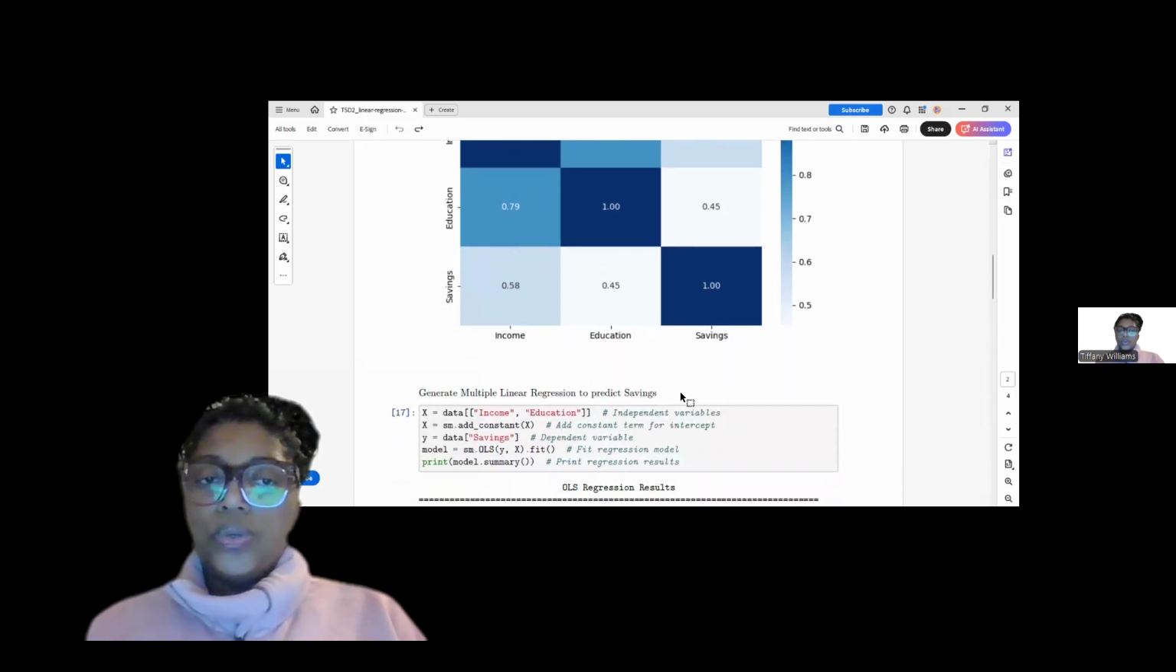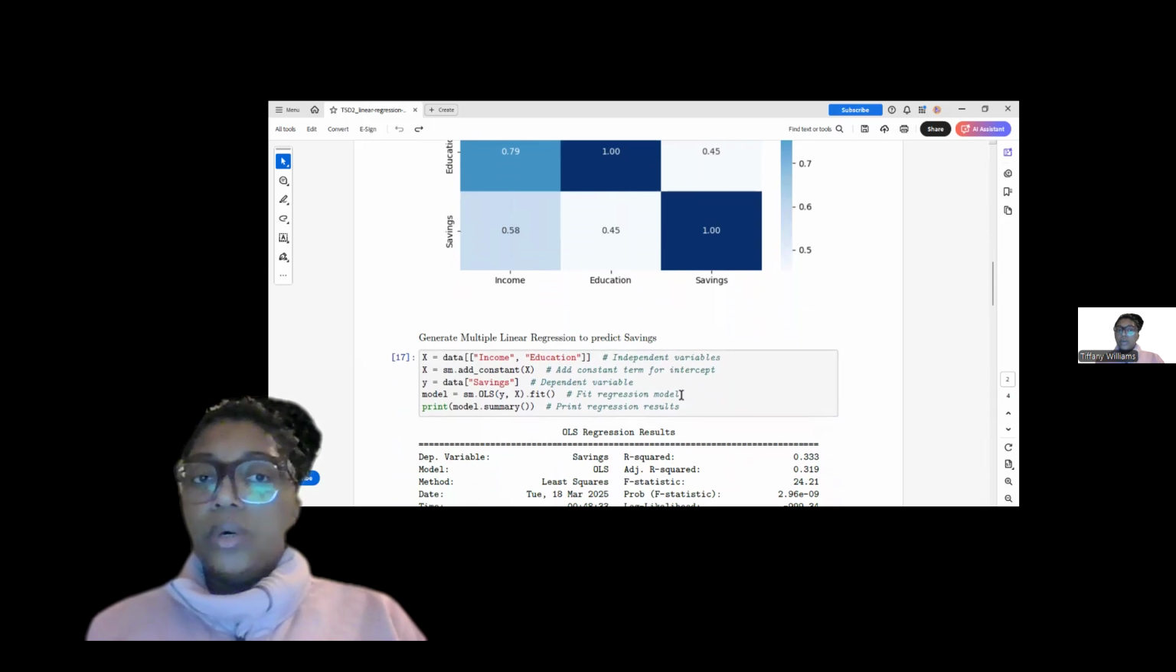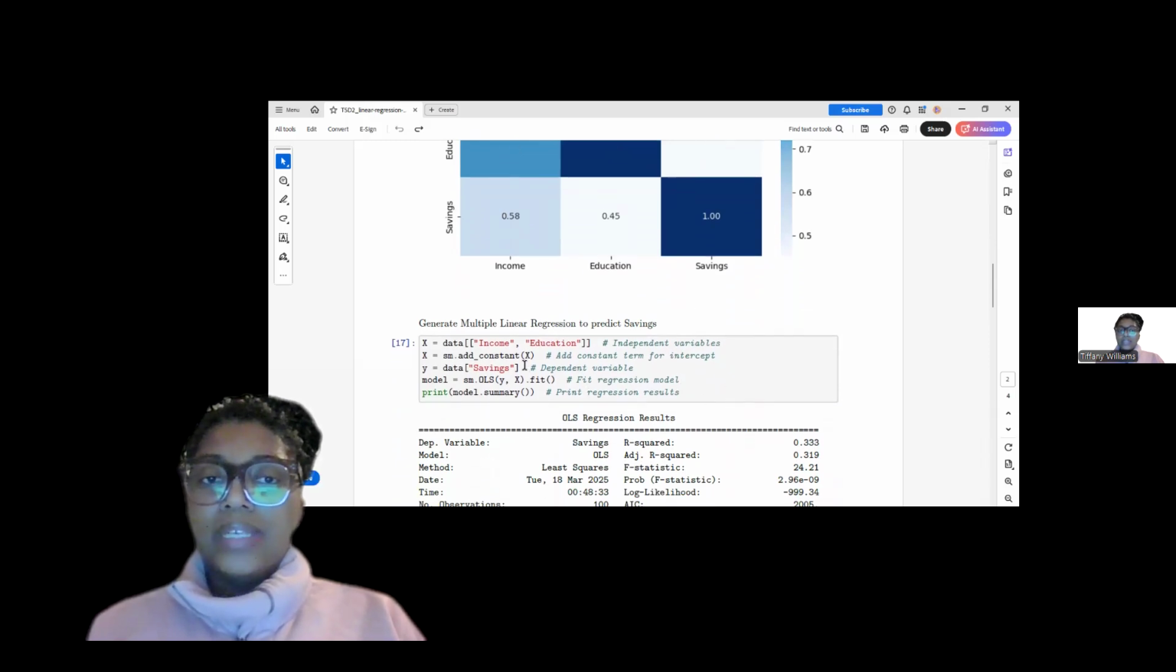Now we're generating a multiple linear regression to predict savings. Because we're predicting savings, I put that as the dependent variable, and income and education are our independent variables. I set a constant so that it could account for the intercept. I'm using, again, the ordinary least squares on the fit model, and we'll print out that summary.